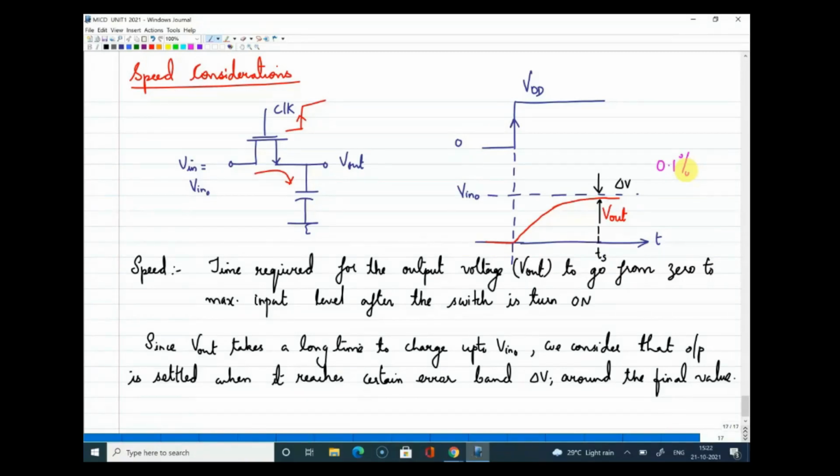As the output is taking a long time to charge to the final voltage V in naught, we are considering that the output is settled if it reaches a specific band, an error band within delta V. And I'm just taking one example here. If the output is settling to 0.1% of accuracy, say after some TS seconds, what is the meaning of that? Are you guys with me? Can I get some response in the chat?